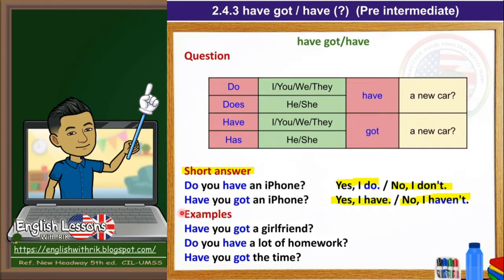Here are some more examples. Have you got a girlfriend? Do you have a lot of homework? Have you got the time?